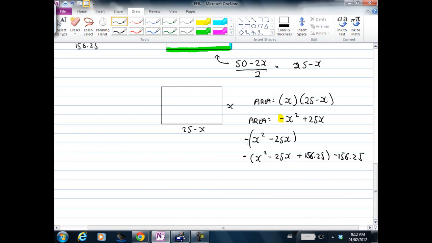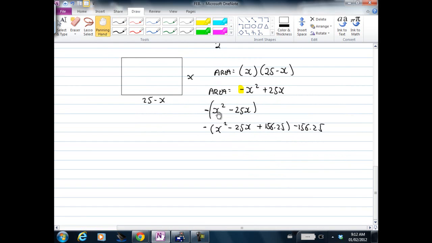Again, there's a minus sign there. And I'm going to simplify this. You should have y, or area, sorry, that equals negative x minus 12.5 squared plus 156.25.